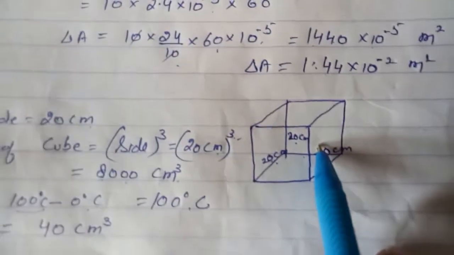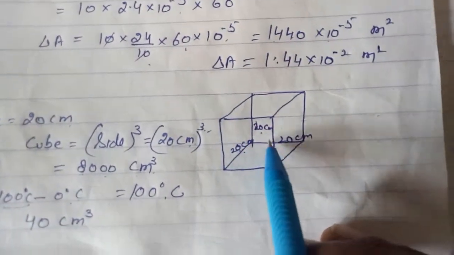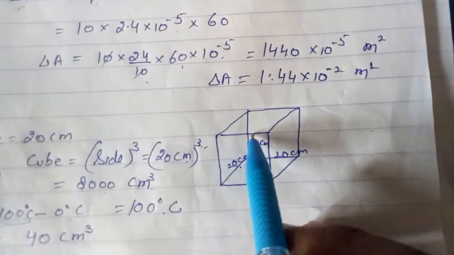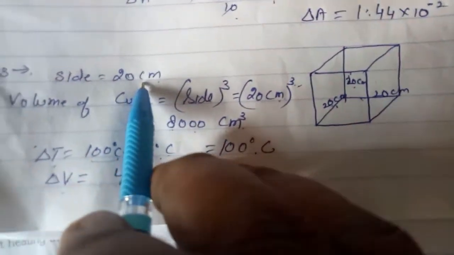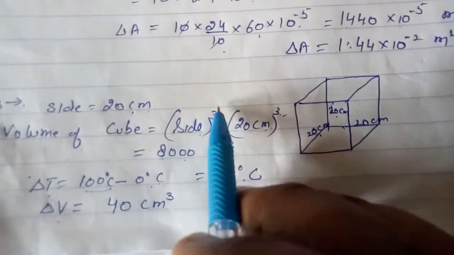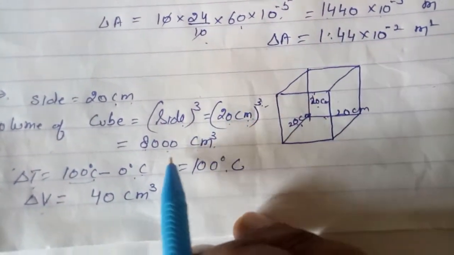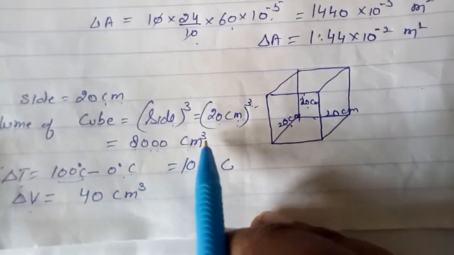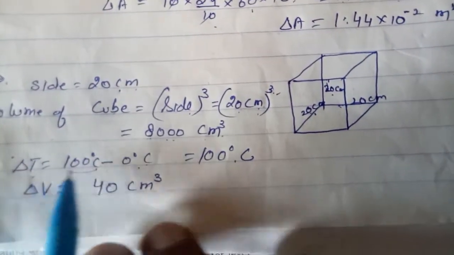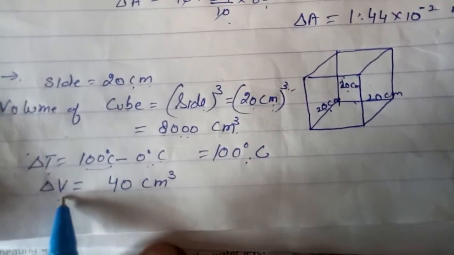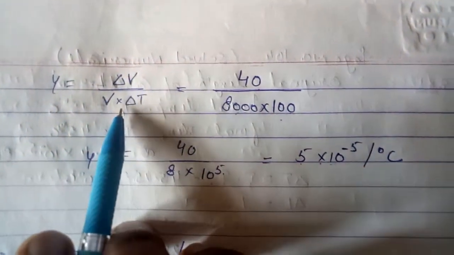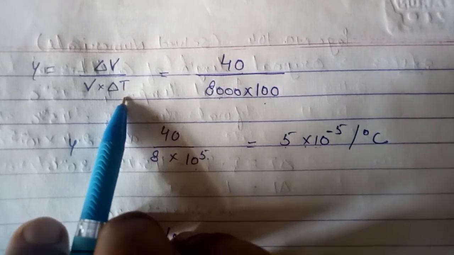So now look at that, in the form of cube copper. So length, breadth and height, all are equal. So side given, that is equal to 20 centimeter. As we know that volume of the cube, side cube, that is 20 centimeter whole cube. So it will become 8000 centimeter cube. And look at that, rise in temperature delta T 100 minus 0, that is equal to 100 degrees Celsius. So rise in volume given, that is 40 centimeter cube. As we know that gamma equal to delta V over V multiply delta T. So put all these values.